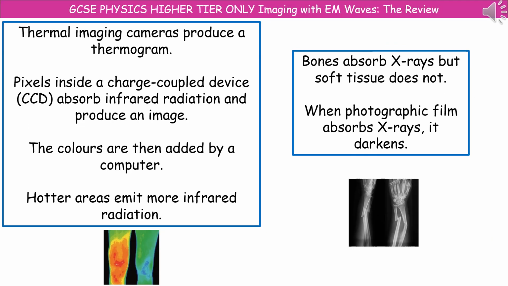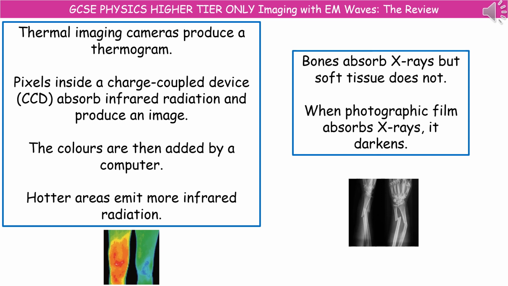For those of you doing GCSE physics, you do need to know how we use EM waves to image. So thermal imaging cameras produce a thermogram, and basically we've got pixels inside a CCD, a charge coupled device, that absorb infrared radiation and produce the image. Those then have colours added by a computer so that hotter areas emit more infrared radiation, which we colour in the reds and the oranges.